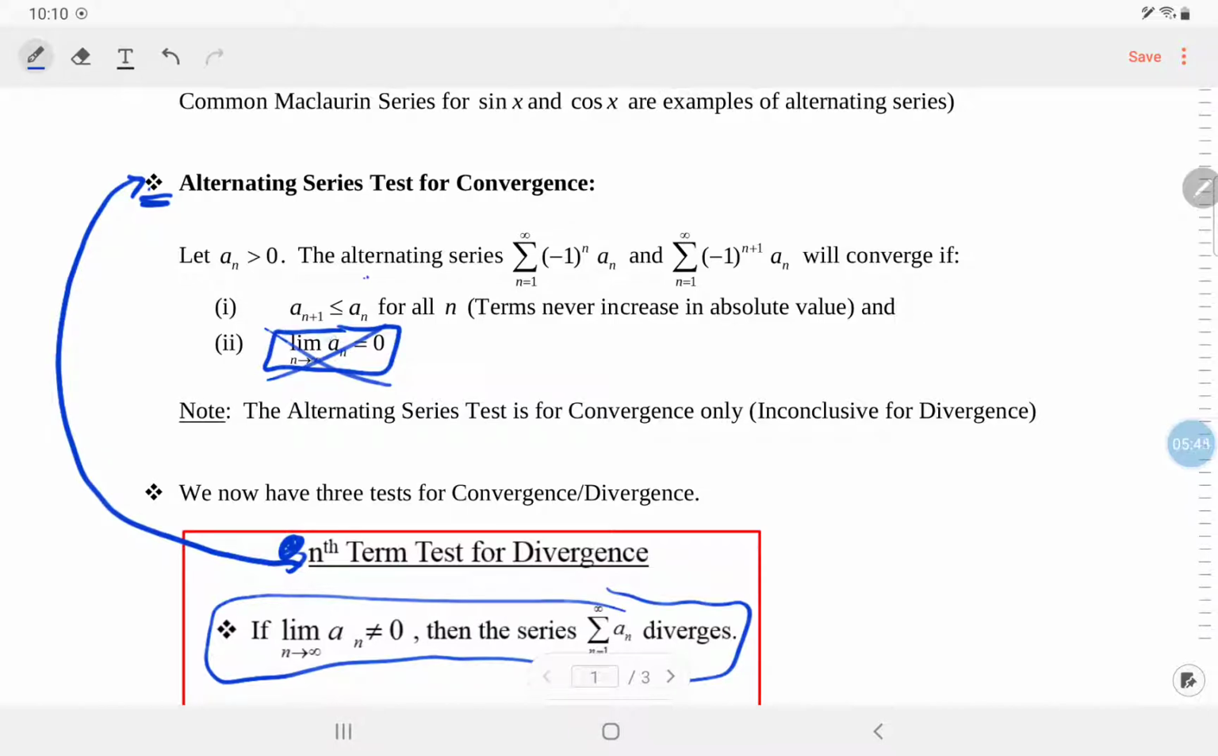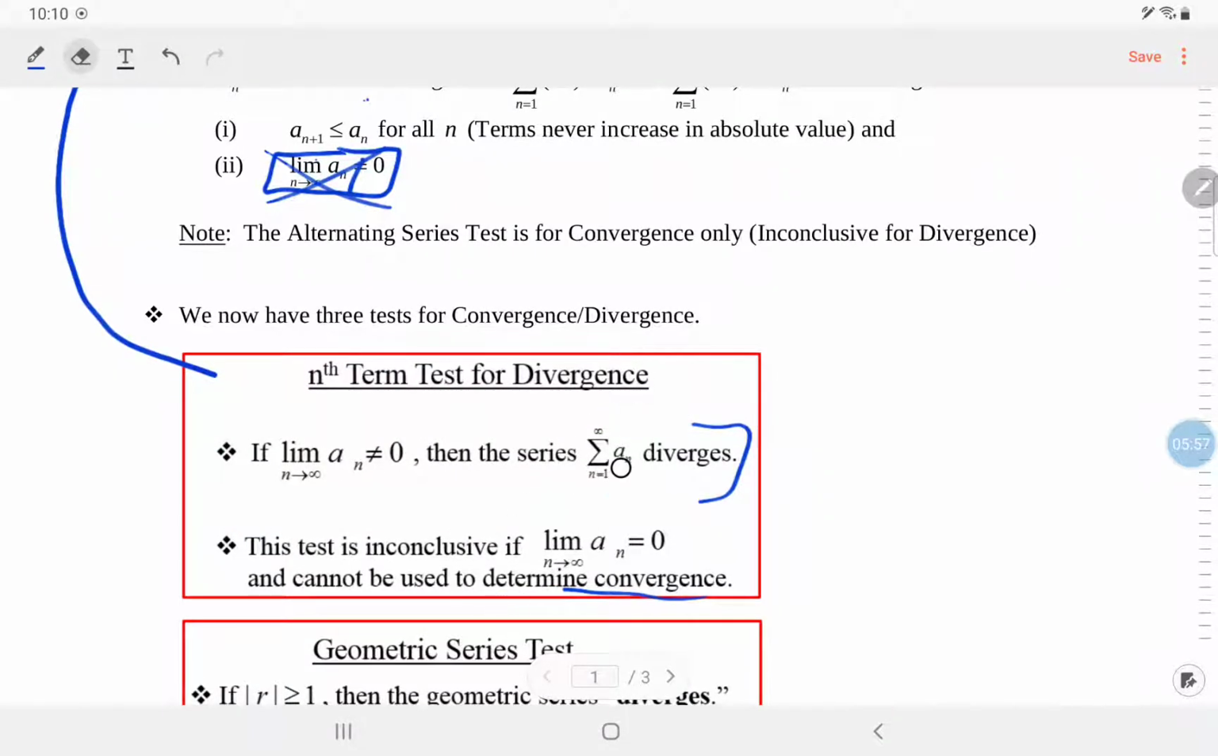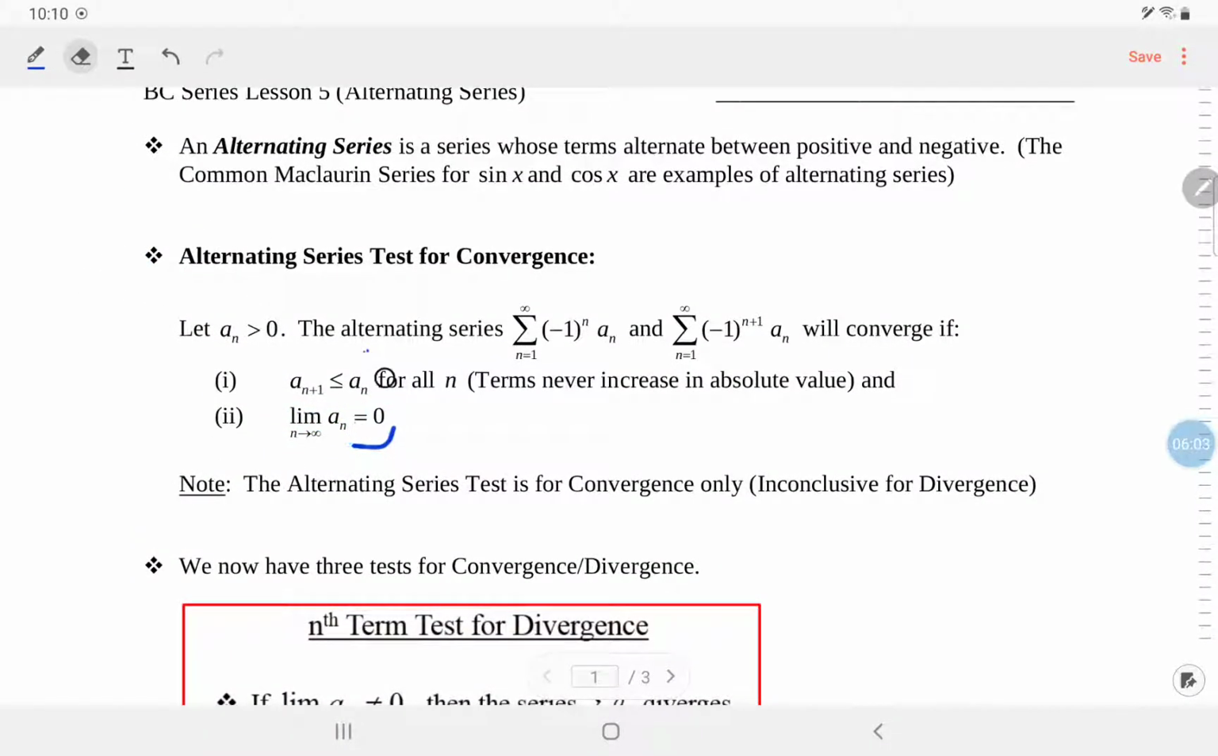You're right. But if the limit is not equal to 0, then I know it 100% diverges, not by the alternating series test, but by the nth term test. So the two kind of feed off each other is what it amounts to. Where one might be inconclusive, the other test might be used to pick up where the other leaves off. So what are the criteria?